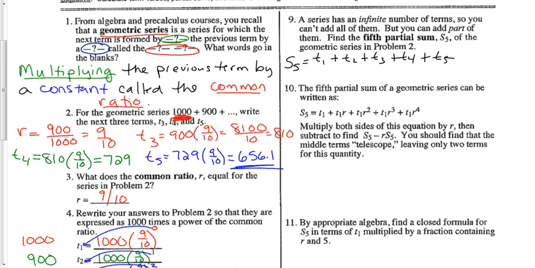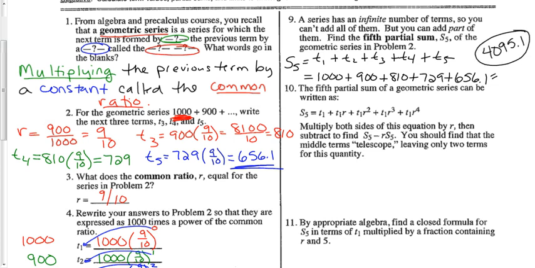Okay, so for the fifth partial sum, S sub 5, we're going to add the first 5 terms. In our case, that's going to be 1,000 plus 900 plus 810 plus 729 plus 656.1. And when we add that all up, we get 4,095.1. And again, we're just adding those up.